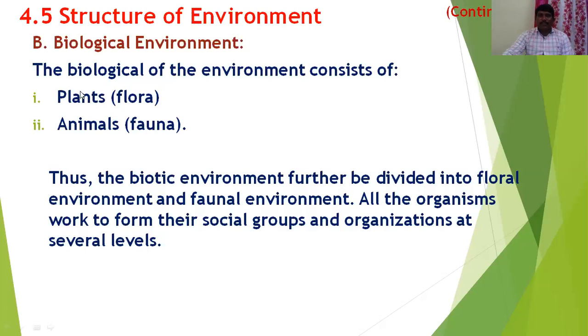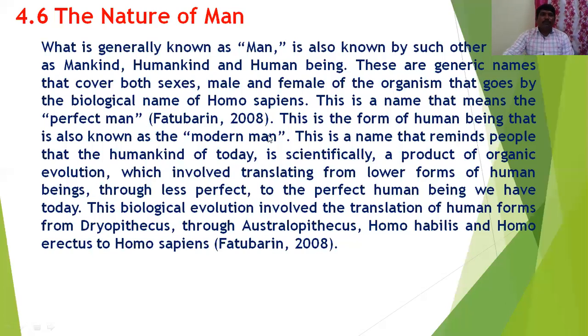B. Biological environment. The biological environment consists of 1. Plants, 2. Animals. Thus, the biotic environment can further be divided into floral environment and faunal environment. All the organisms work to form their social groups and organizations at several levels. Now, we move to the nature of man.